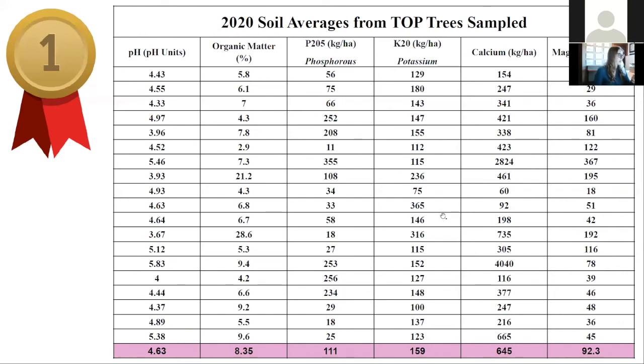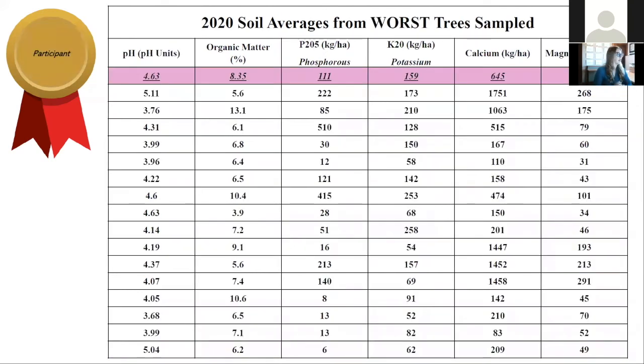Let's keep this in mind and go and compare it to our kind of bottom tier trees. So now our ribbon went from first place to a participation ribbon. So these are our trees that are in our bottom 2% of all the trees we sampled. That pink row, I brought that over from our top trees so we could compare it. But you can see from our top trees, we've got pH about 4.6. When we look at our lower trees, most of these are falling well below 4. We've got a couple 4.2s, 4.6.